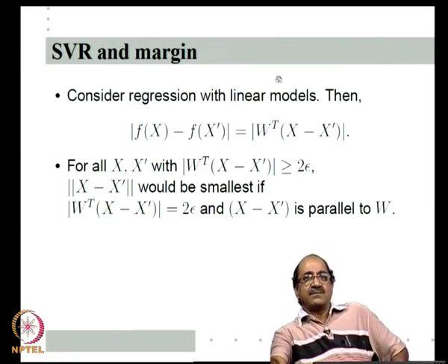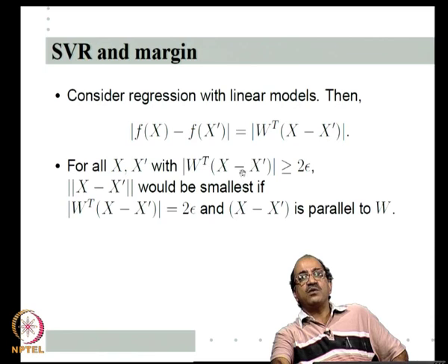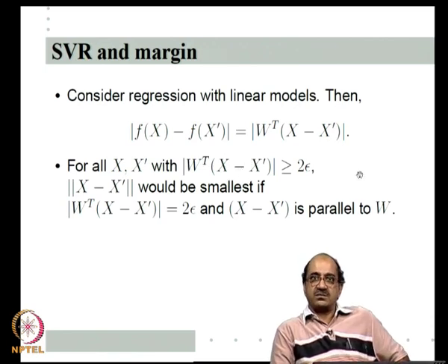So, we are asking, when would the norm of x minus x' be smallest if we have to make |w^T (x - x')| greater than 2 epsilon?